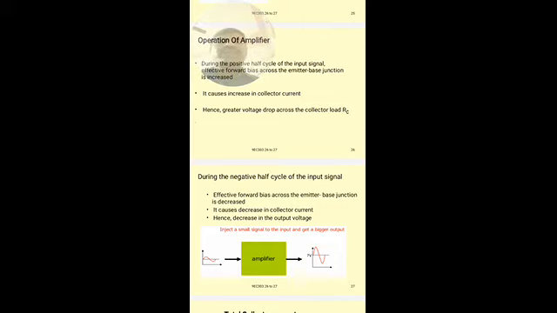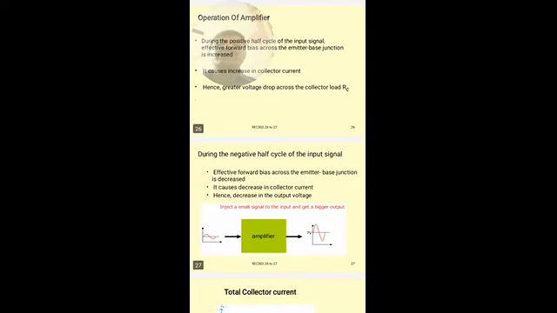During the negative half cycle of the input signal, the effective forward bias across the emitter base junction is decreased. Though the input junction is forward biased using VBB, the negative-going half cycle of the input signal to be amplified is going to decrease the effective forward bias at the input junction, so it is going to decrease the base current and hence the collector current. So it causes a decrease in the collector current during the negative half cycle, hence a decrease in the output voltage.